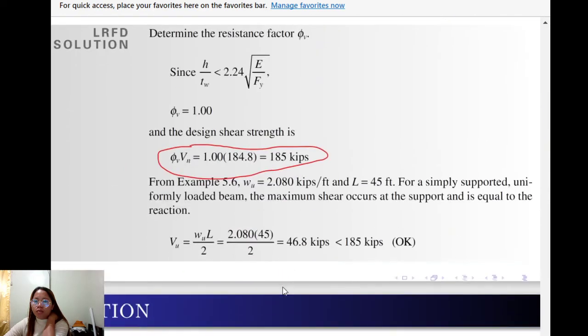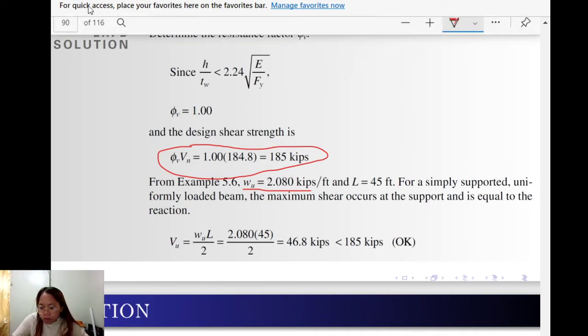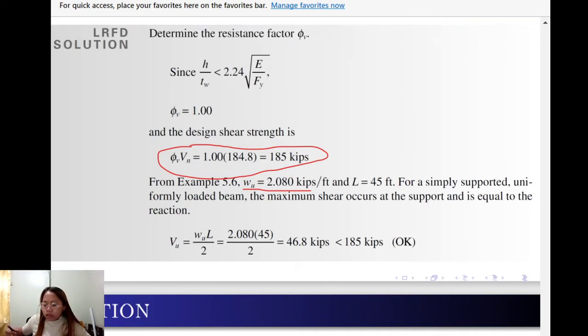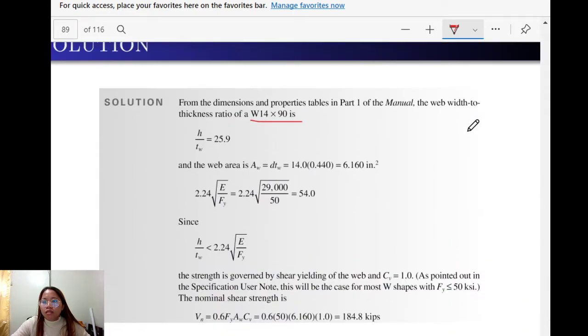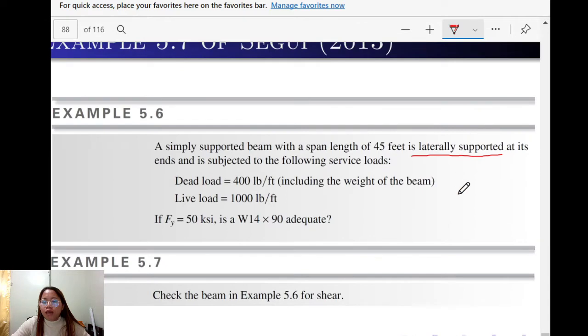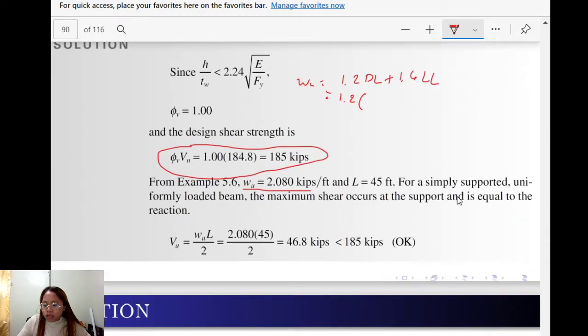live load W. How to find this one? This one is the W sub U, the ultimate uniform load. That is 1.2 dead load plus 1.6 live load. So 1.2 times the dead load, which is equal to 0.4, plus 1.6 times 1 kilopounds per foot.